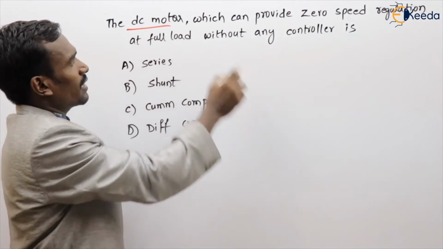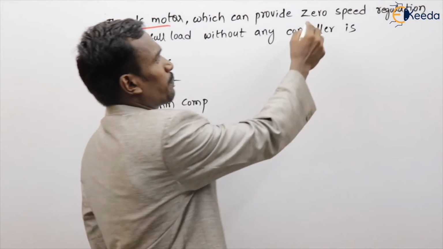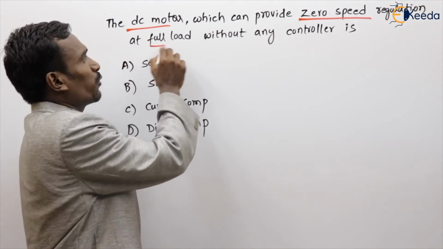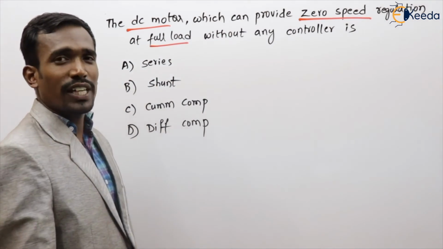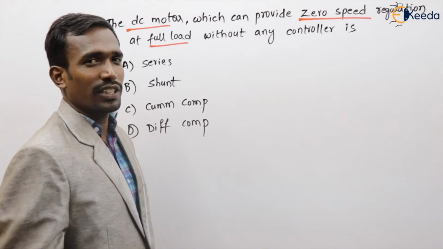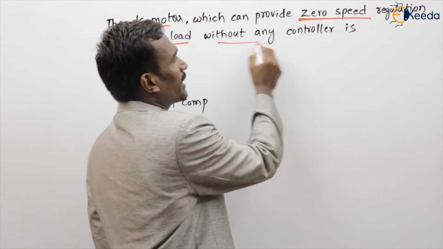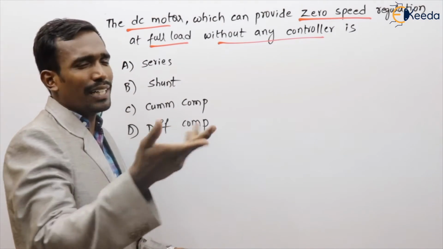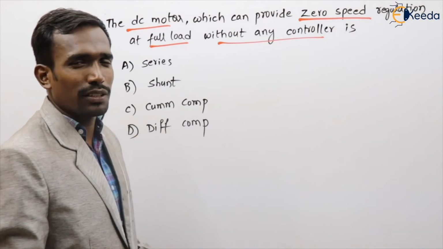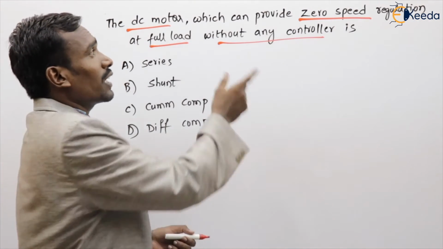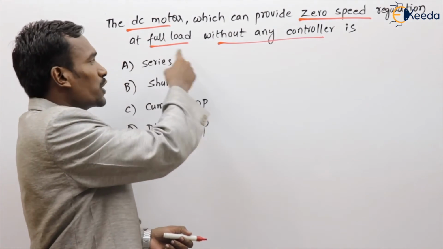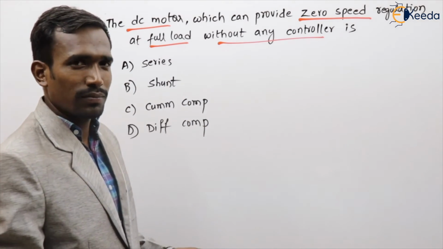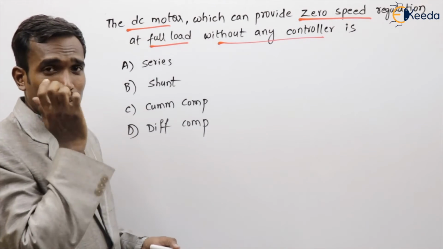In a DC motor, which can provide zero speed regulation at full load without any controller? Be careful, without any control. With a controller, we can provide zero speed regulation in any electrical machine. But without any controller, which machine provides this zero speed regulation? Tell me which of the following is the correct answer.